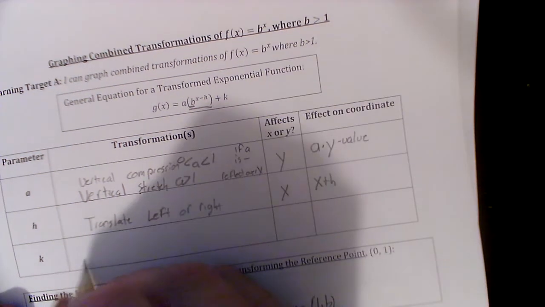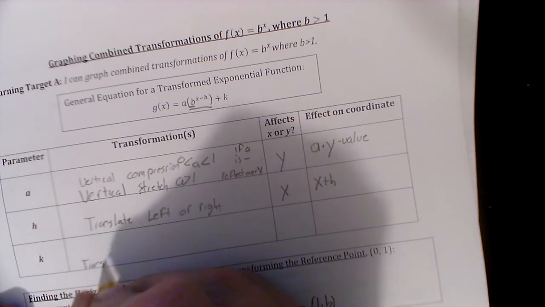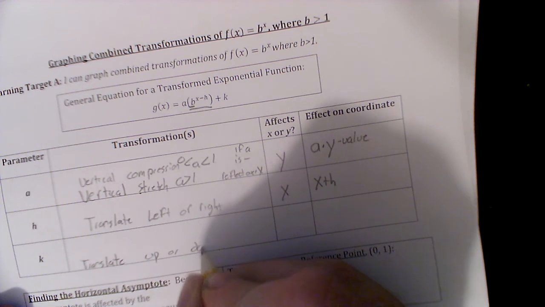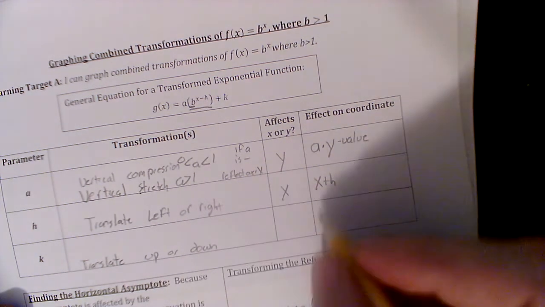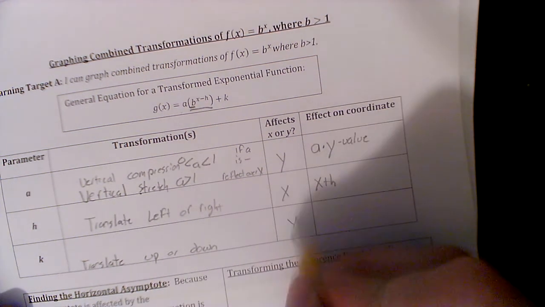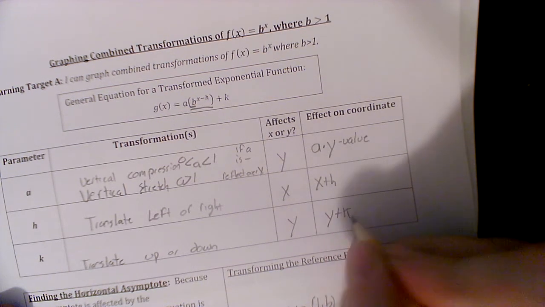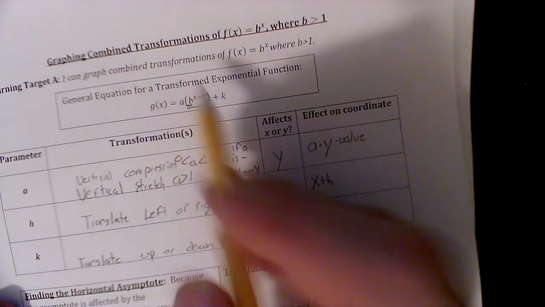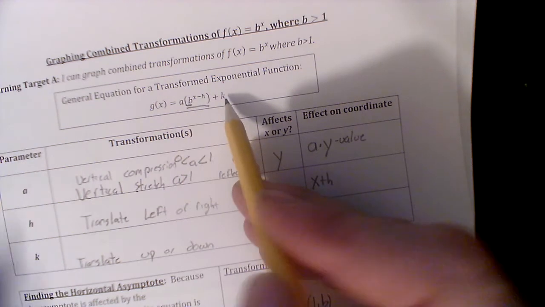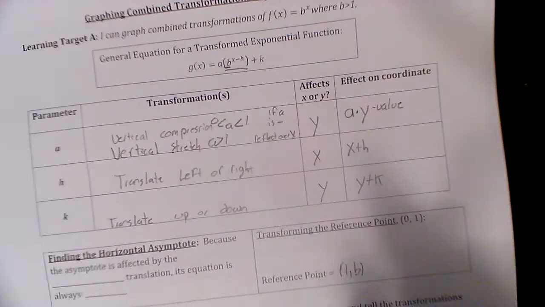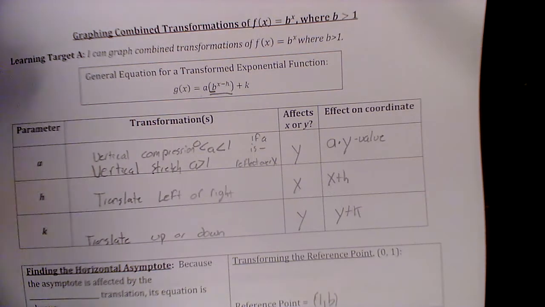K out here, so translate. I think you guys have seen this so much. Translate up or down. Alright. It's outside, so it affects our Y value, right? And it's Y plus K. So what we've just said is A and K affect the Y. We've said that before. H affects your X. Alright. Now, think about it.